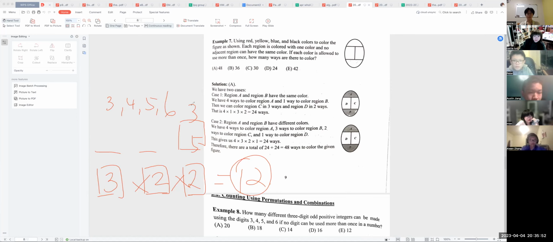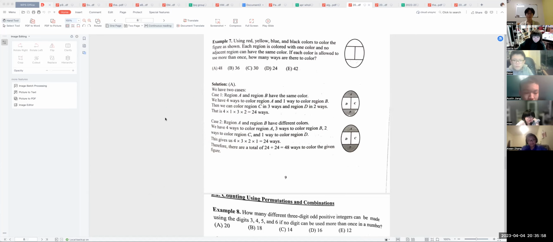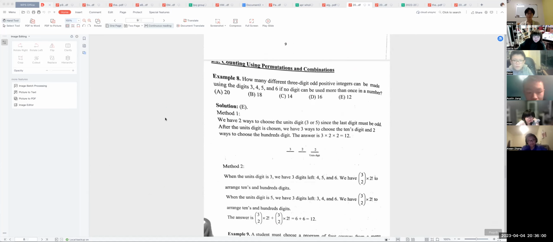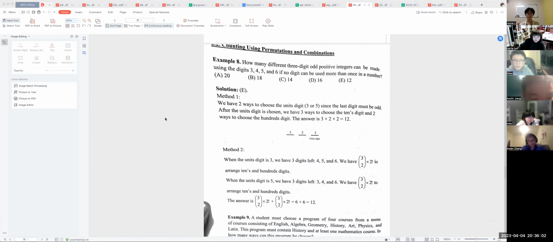So because the last one is only 3 and 5. 这道题目我们不讲了，好吗？还要讲吗？不用讲了吧？这道太简单了啊。Okay, so now let's take a look at number 9, okay?